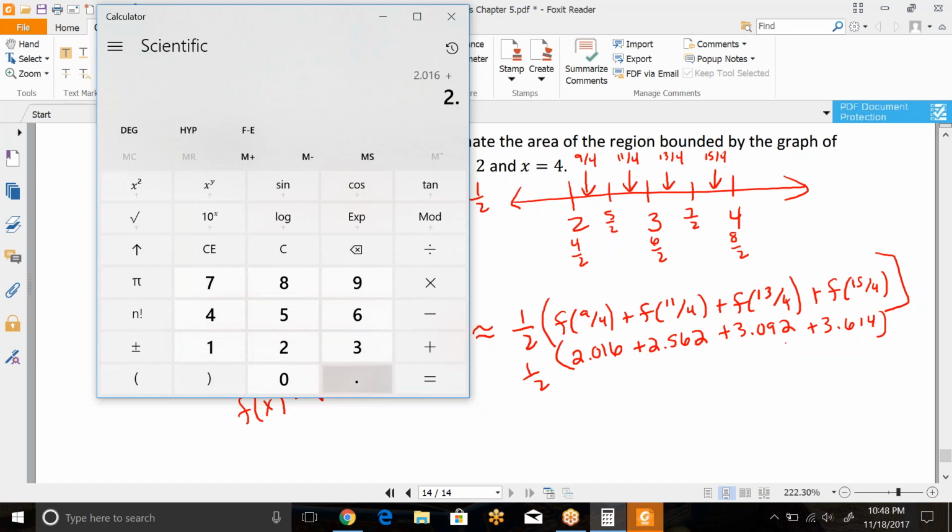2.016 plus 2.562 plus 3.092 plus 3.614, cut it in half, 5.642, so 5.64. All right.